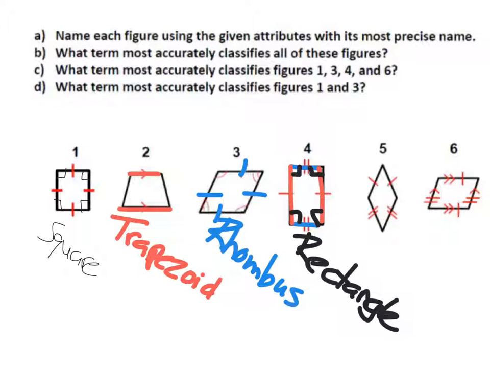I'm going to skip over number 5 just to start, and I'm going to move to number 6 first. This too has 2 pairs of parallel sides. I can see that because it has 2 arrows here and 2 arrows here, marking that those are parallel. And this side is parallel to this side. It doesn't have all congruent sides, and it doesn't have any right angles, so the best name for this one would just be a parallelogram.